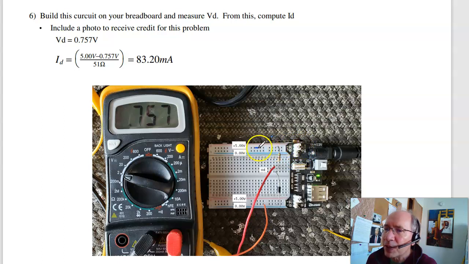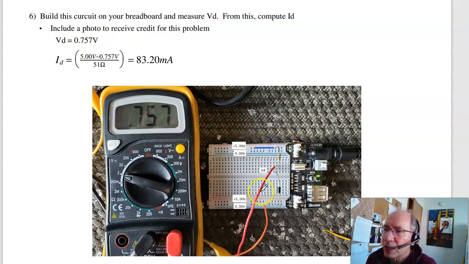So I've got 5 volts on this line, ground on the second line. It's going to go from 5 volts through my 100 ohm resistor, or 50 ohm resistor. I actually used 51 ohms. Here's my diode. There's the little line.